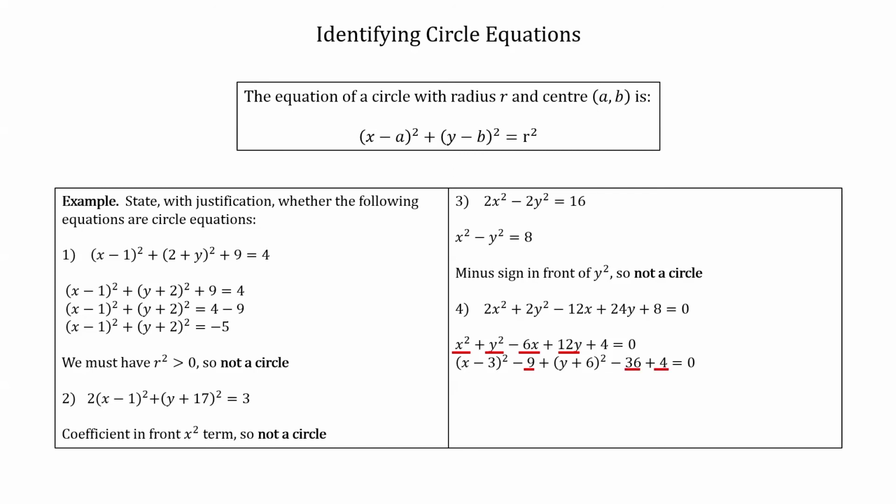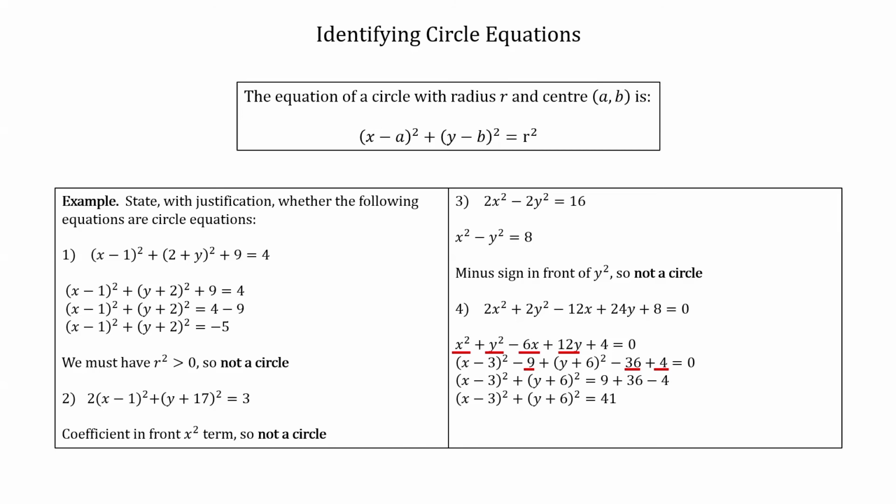So the only problem now is all these numbers. We want them all on the right hand side. They're all currently on the left hand side. So let's take them over there. Minus 9 becomes plus 9, minus 36 becomes plus 36, and plus 4 becomes minus 4. Now let's combine them all, and we get 41. 9 plus 36 minus 4 is 41.